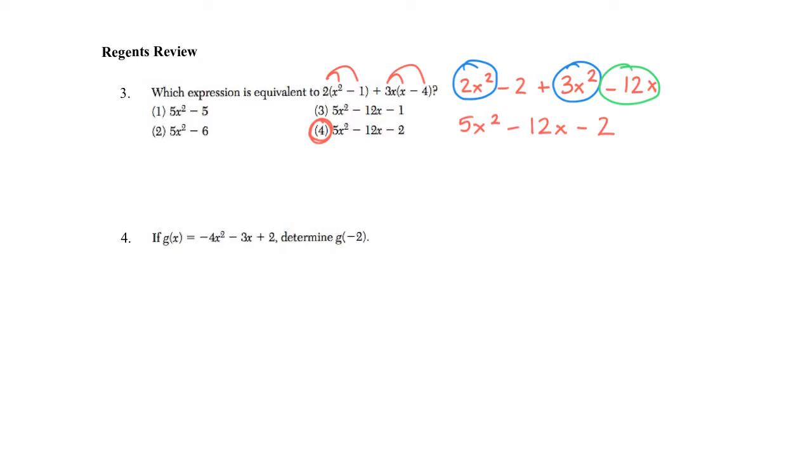All right, last problem. If g of x equals negative 4x squared minus 3x plus 2, determine g of negative 2. You guys know how to do this. I'm going to take negative 2 and I'm going to plug it in everywhere where I see an x. And of course, we have a calculator strategy for this. Let's make that a negative 2. So negative 4 times negative 2 squared minus 3 times negative 2 plus 2.